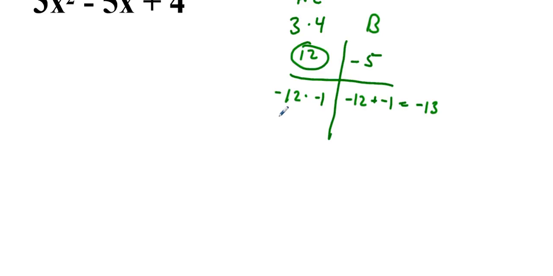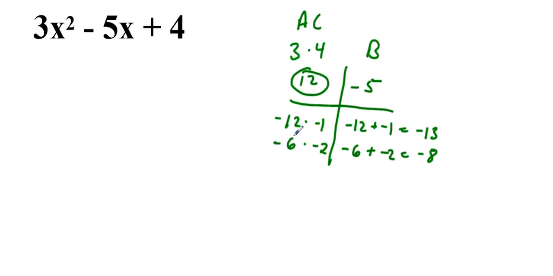Another one we could have is 6 times -2, right? When we have -6 times -2, what we're going to have is -6 plus -2, and that's going to give us -8. All right, that's pretty cool. What else can we do? Well, let's try -3 times -4. That works out. What we're going to have is -3 plus -4, which is going to equal -7.